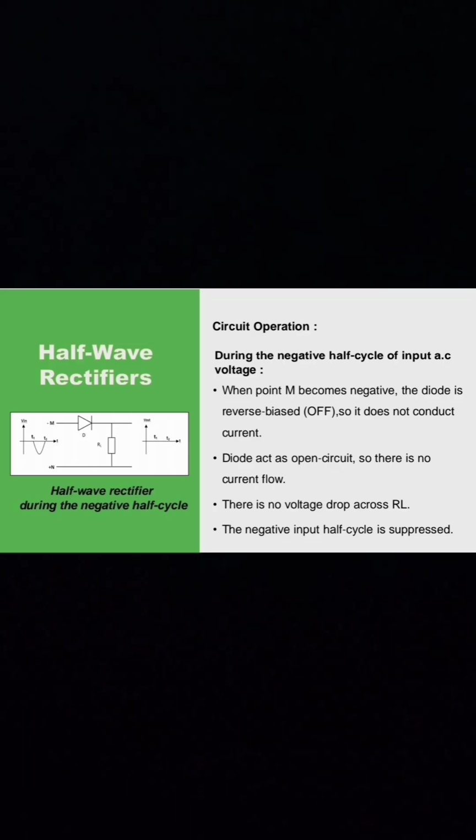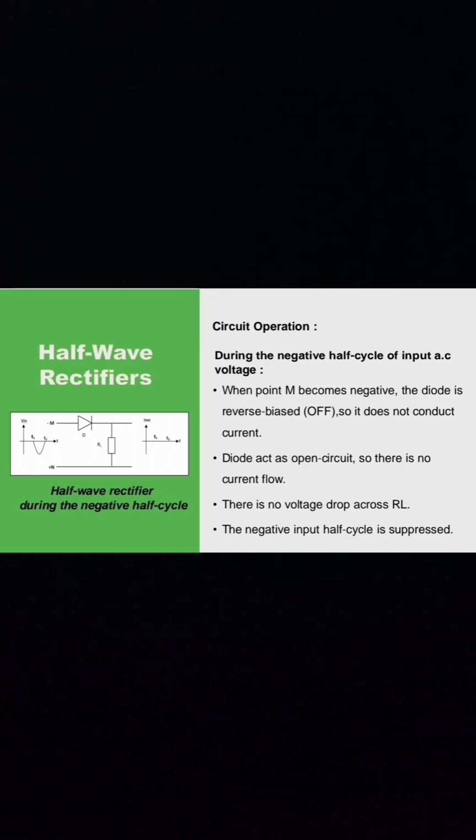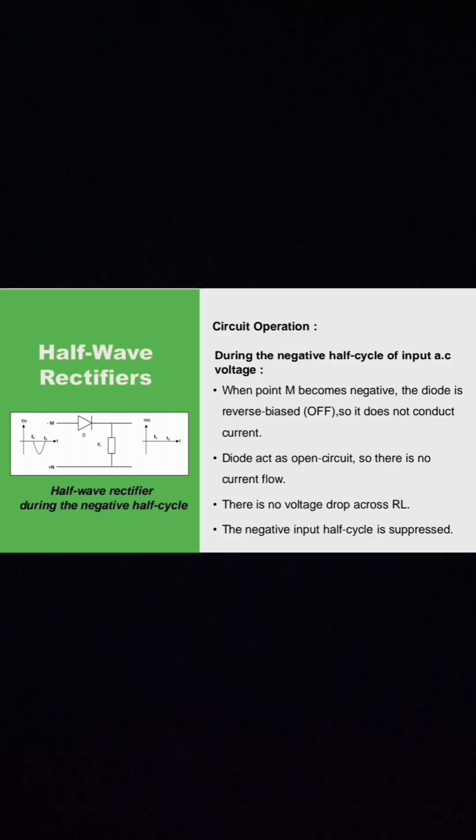After that, half-wave rectifier during the negative half cycle. During the negative half cycle of input AC voltage, point M becomes negative and the diode is reverse biased, so it does not conduct current. Diode acts as open circuit, so there is no current flow. There is no voltage drop across RL. The negative input half cycle is suppressed.